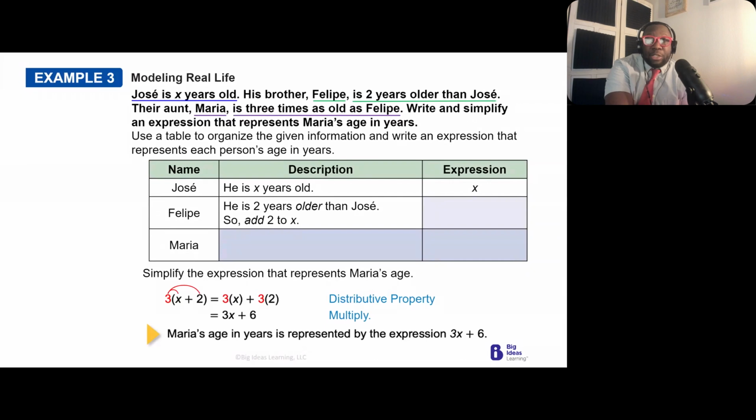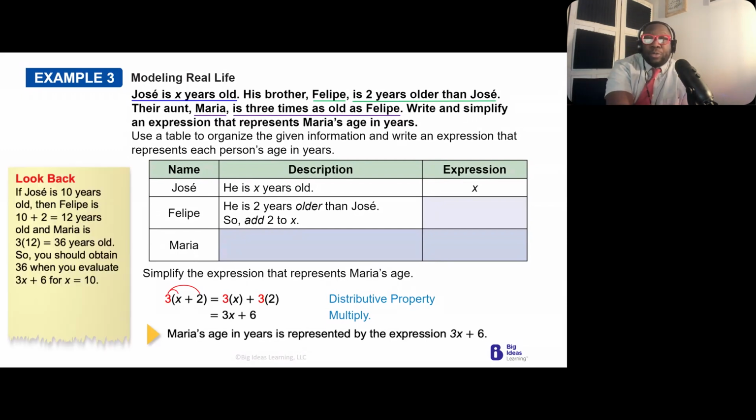Do we know the exact age of Maria? No, we don't. But we do know, once we know what Jose's age is, we can then figure out what Felipe's age is, and then we can figure out what Aunt Maria's age is. So if Jose were 10 years old, we could substitute into this expression. If Jose is 10, that means X is equal to 10. So X times 3 would be equal to 30. And then 30 plus 6 would be equal to 36. Felipe, who is 2 years older than Jose, would be equal to 12. And then Jose, we know, is equal to 10 because that's what we're given.